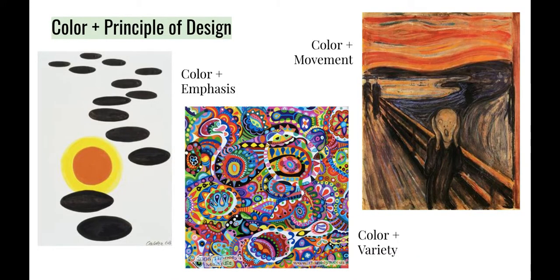When you are thinking about your next part of your art project, you're going to be thinking about taking color and adding a principle of design to it. As you can see here, the principle of design is emphasis, and we are using color to create emphasis in this work of art. Another principle of design that we're using is color and variety in this next artwork, and we also are using color and movement in the next one.